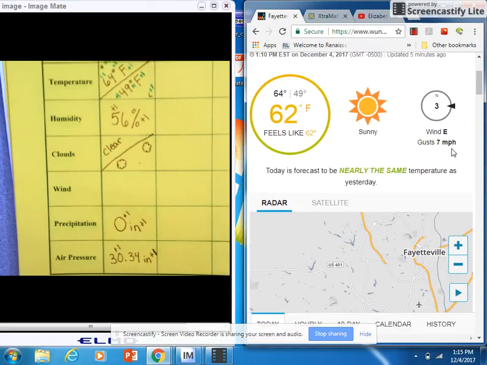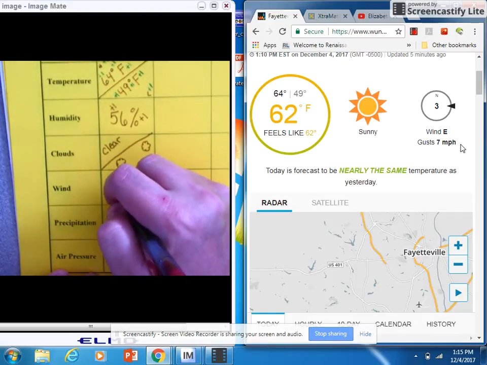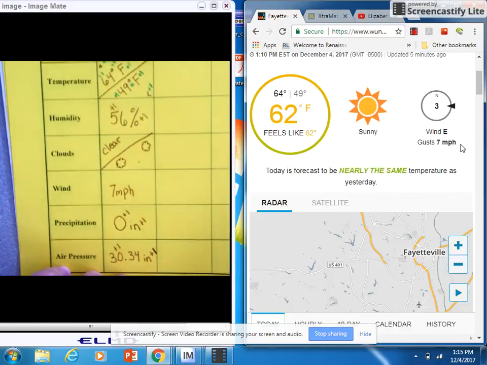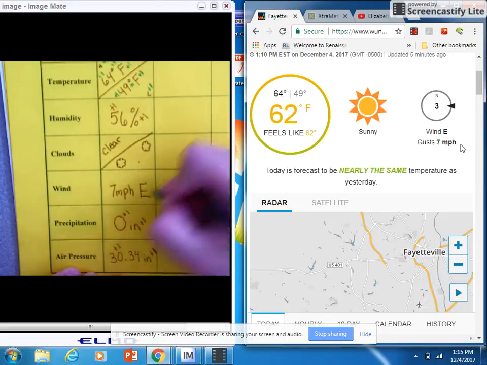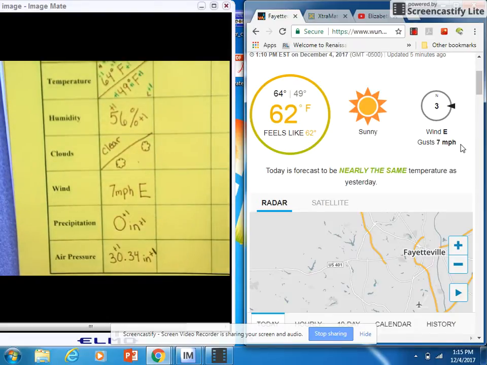And you're going to write this. You've got 7-mile-per-hour wind from the east. So that means it's coming from the east. It's going towards the west. It's coming from the east, because wind is named after where it comes from. Everybody do that again. Wind is named after where it comes from.